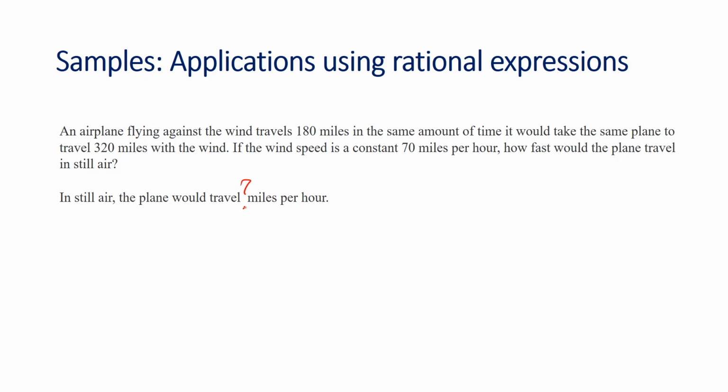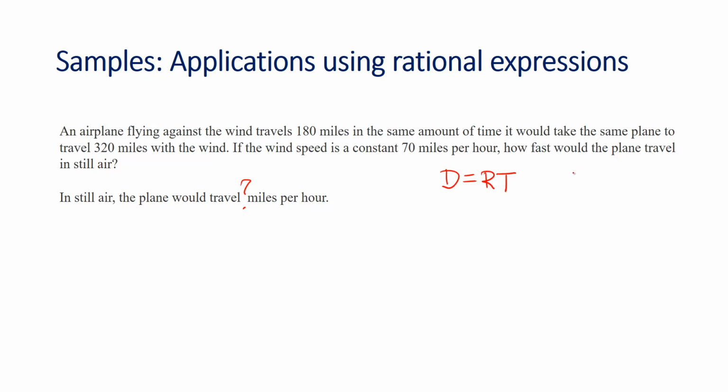To do this, we're going to need to utilize the distance equals rate times time formula. The distance traveled is equal to how fast you're traveling times the amount of time you're taking to travel. In our case, we're given distance, we're looking for rate, and the information about time is that the plane flying with the wind and against the wind fly in the same amount of time.